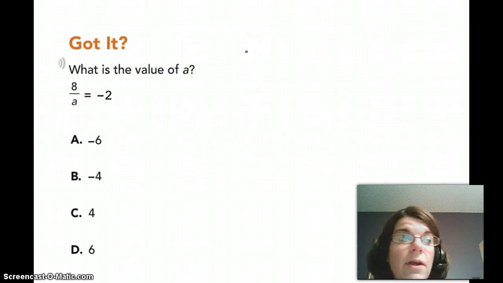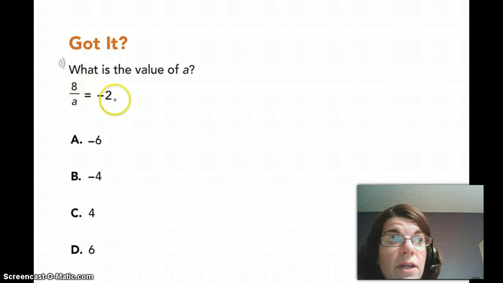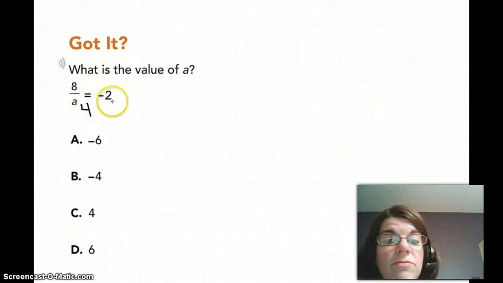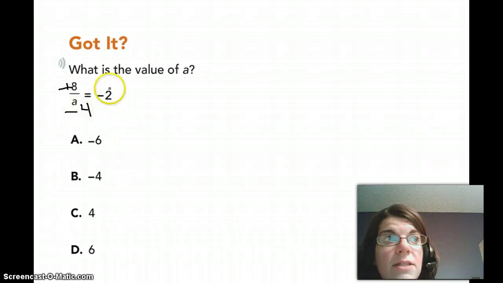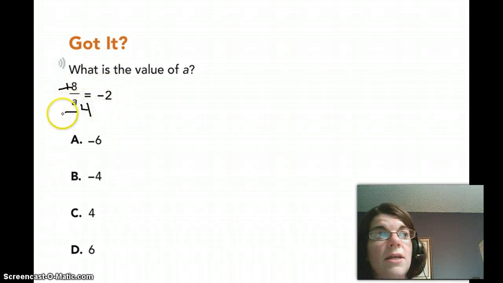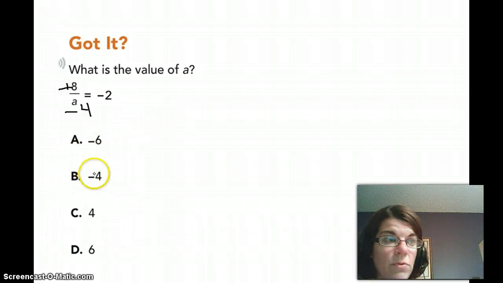All right, so here's one more. I'm missing the denominator, and so we have 8 divided by some number has to give us negative 2. First, I would start with the numbers. 8 divided by what gives you 2? 8 divided by 4 gives you 2, but we need a negative 2. And you know that a positive divided by a negative has to give you a negative answer. So 8 divided by negative 4 has to give you a negative 2. So we're looking at choice B.